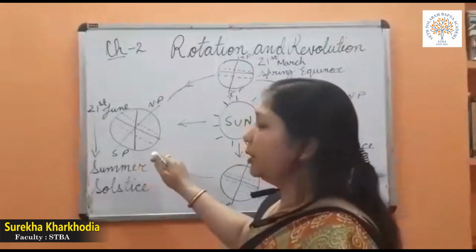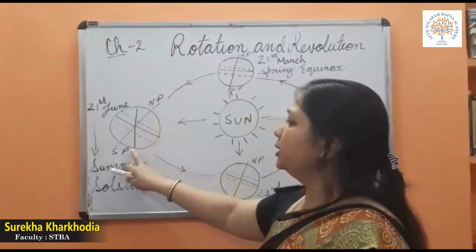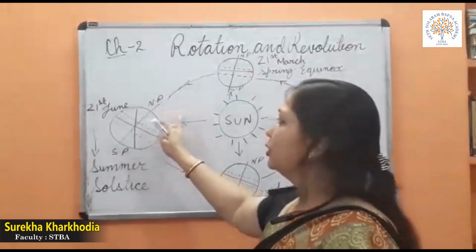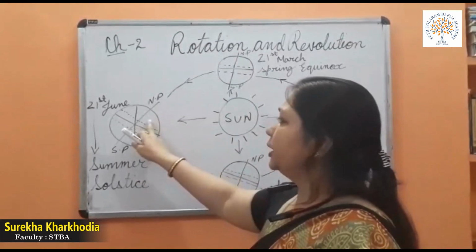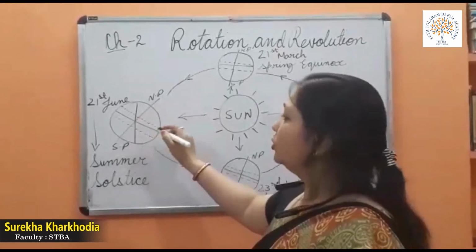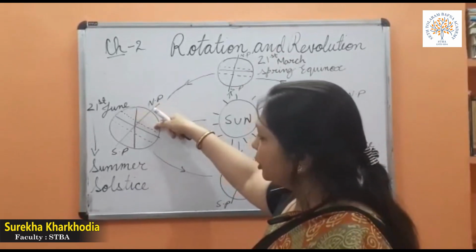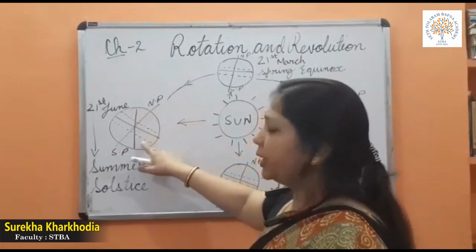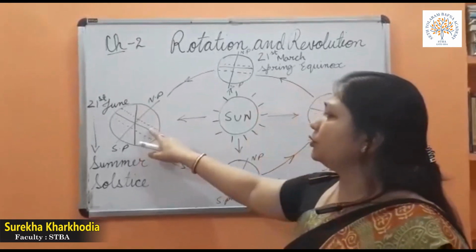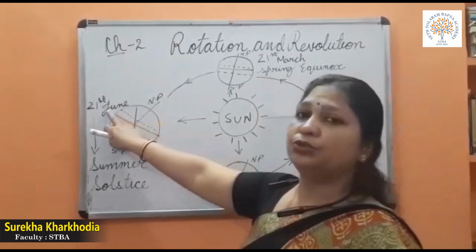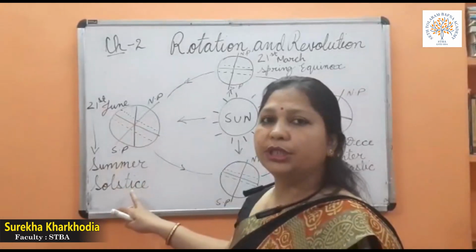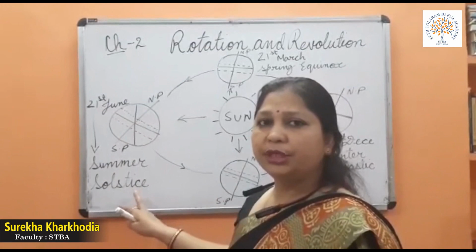It is same everywhere. So the North Pole and South Pole, you can see here, the North Pole is near to the sun, so the northern hemisphere is facing summer season. Now the sun rays are falling directly on this dotted line. You can see this is the Tropic of Cancer, this is equator, and this is Tropic of Capricorn. So the sun rays are directly falling on the Tropic of Capricorn on 21st June, that is known as summer solstice.